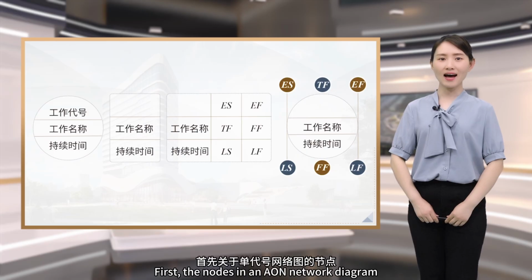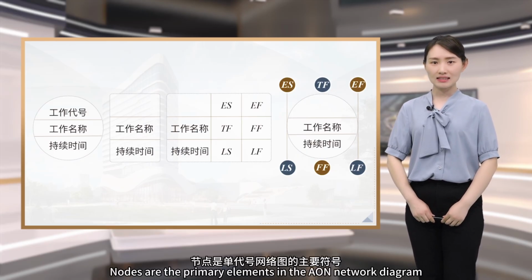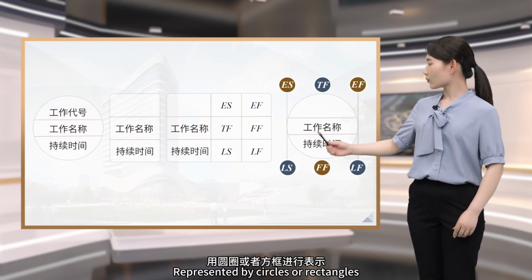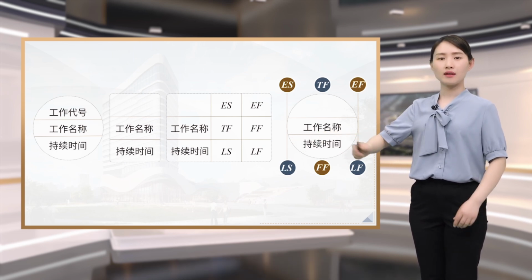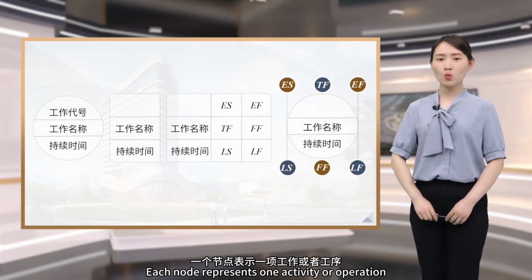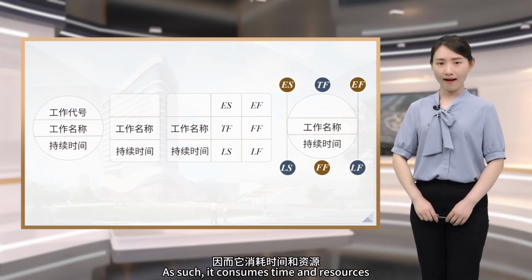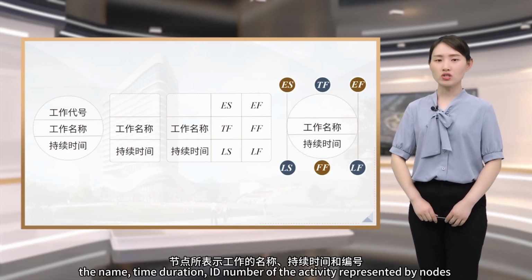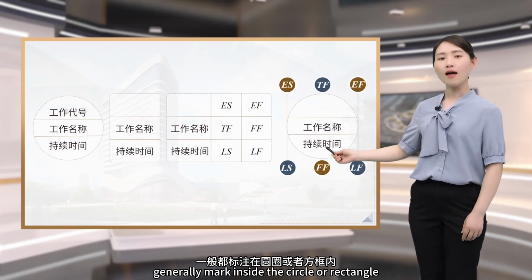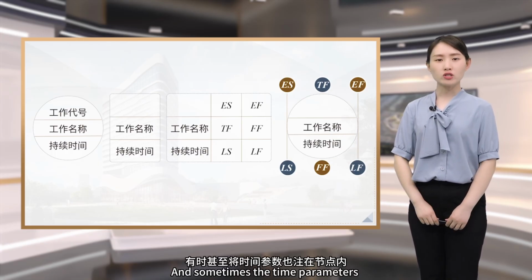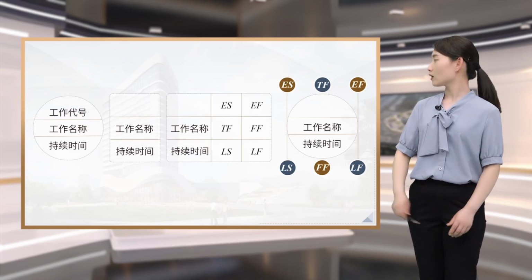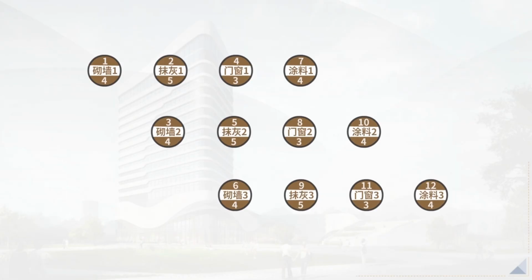First, the nodes in an AON network diagram. Nodes are the primary elements in the AON network diagram, represented by circles or rectangles. Each node represents one activity or operation. As such, it consumes time and resources. The name, time duration, and ID number of the activity represented by a node are generally marked inside the circle or rectangle. And sometimes the time parameters are also marked inside the nodes, as shown in the diagram.